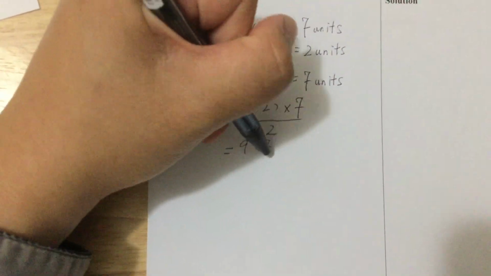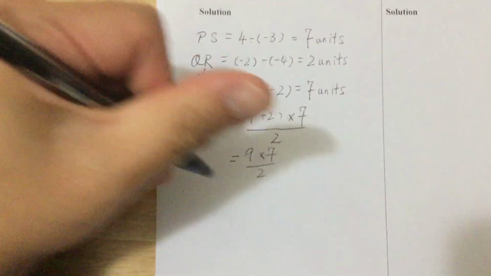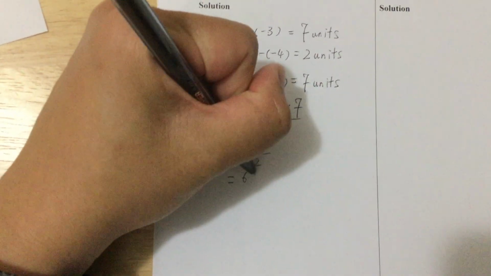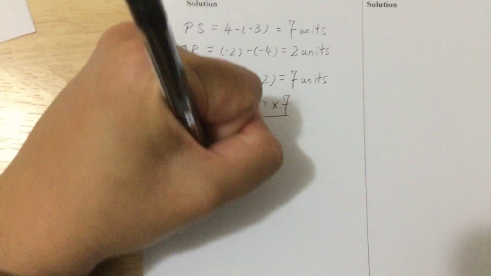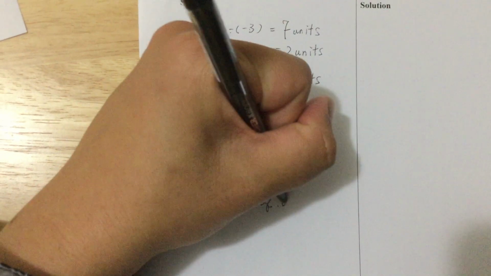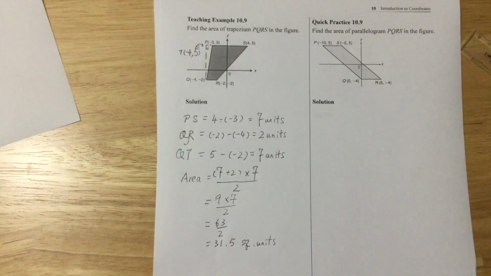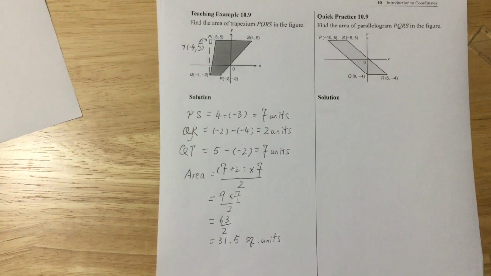9 times 7 over 2. Once again, 2 and 9 cannot cancel. So what we can do is 63 over 2. So the answer is 31.5 square units. Or you can leave this one. I will accept this as an answer also. So this is teaching example 10.9.